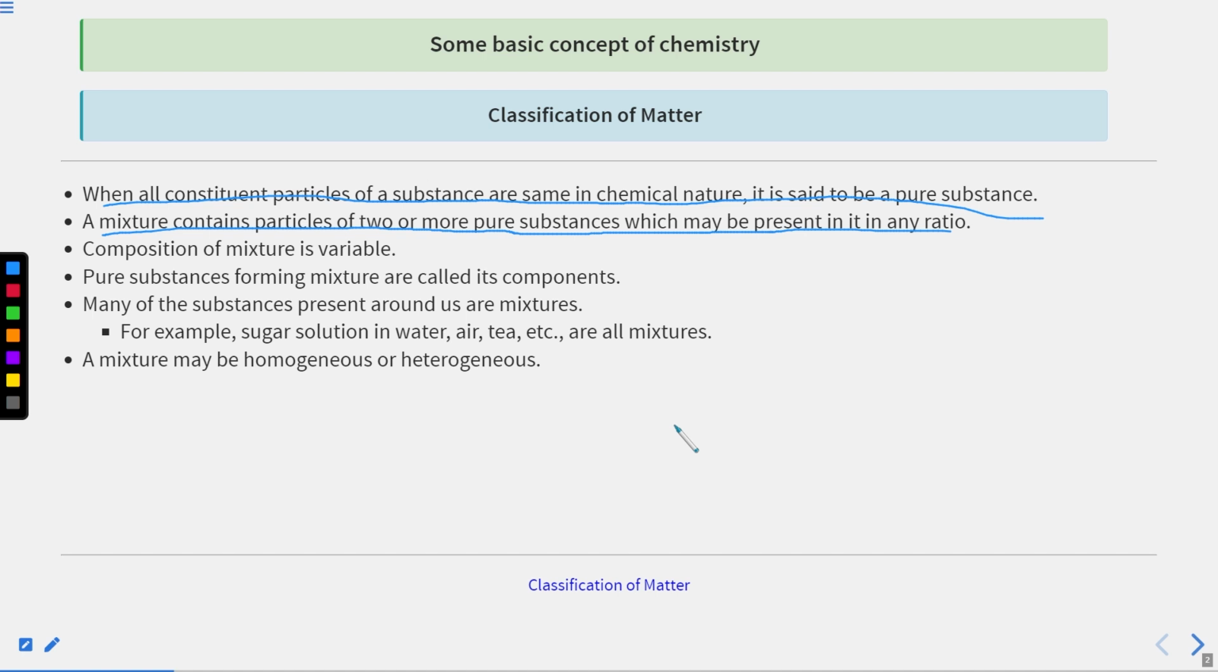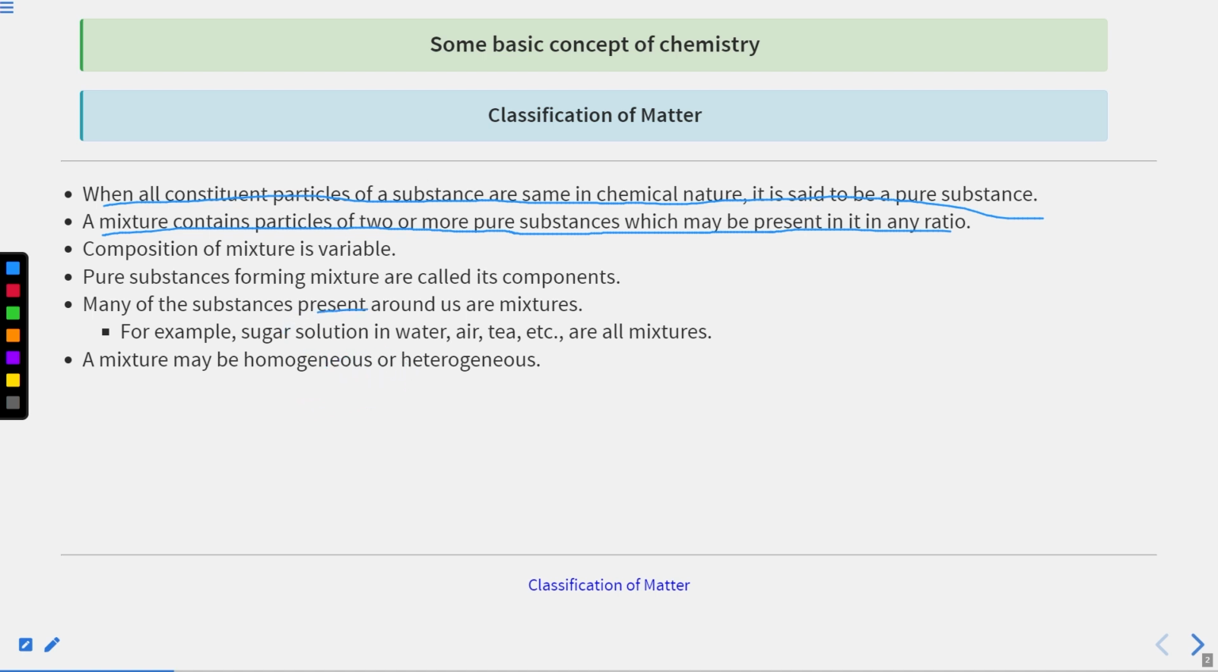So all types of soil will show different characteristics, and even soil taken from the same area or the same part of the earth would have a different composition. So it is a mixture, and a mixture is formed by mixing two or more pure substances. The pure substances forming a mixture are called its components.